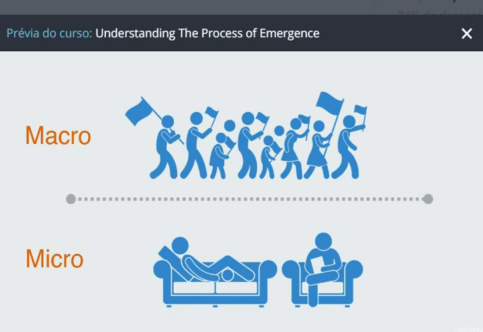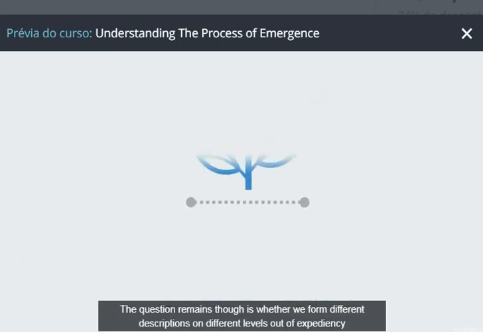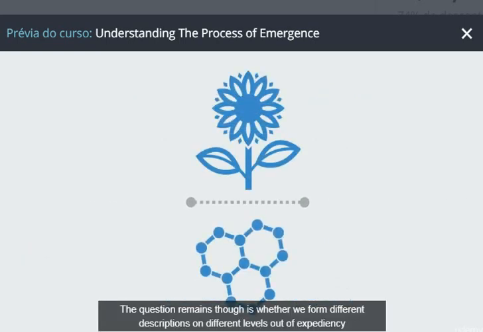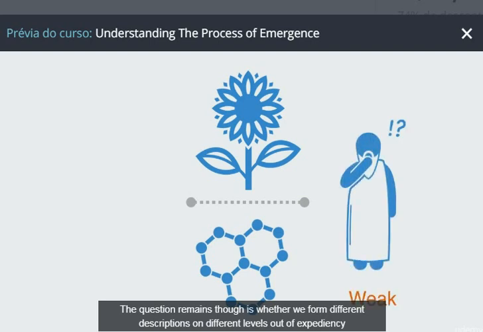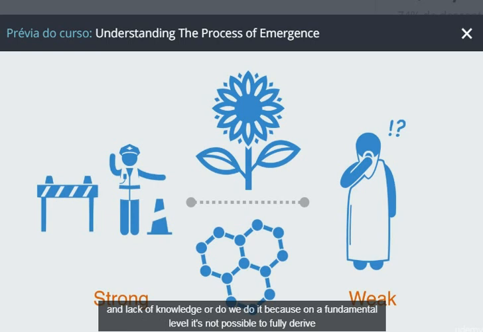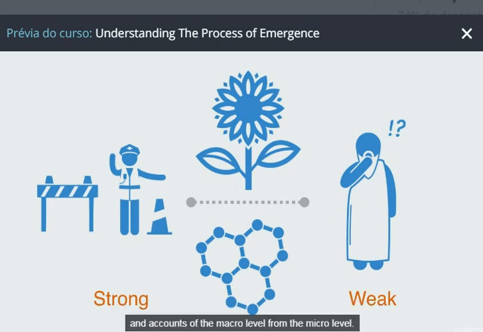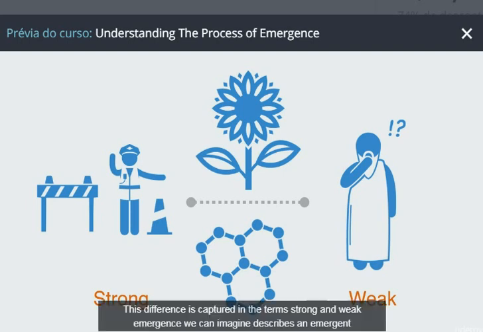social group. The question that remains, though, is whether we form different descriptions on different levels out of expediency and lack of knowledge. Or do we do it because on a fundamental level it's not possible to fully derive an account of the macro level from the micro level? This difference is captured in the terms strong and weak emergence.